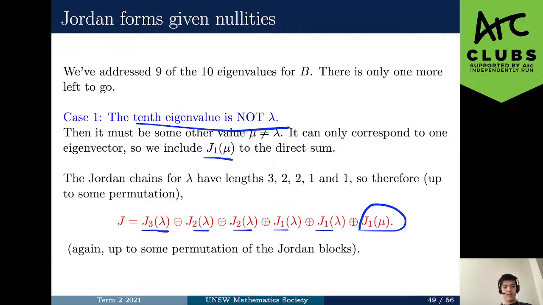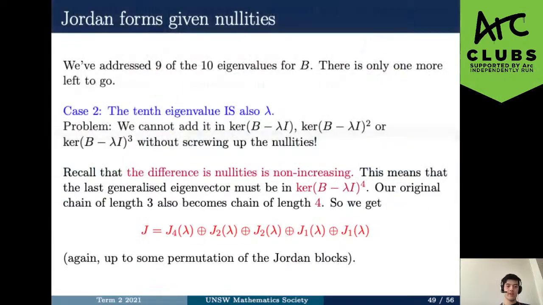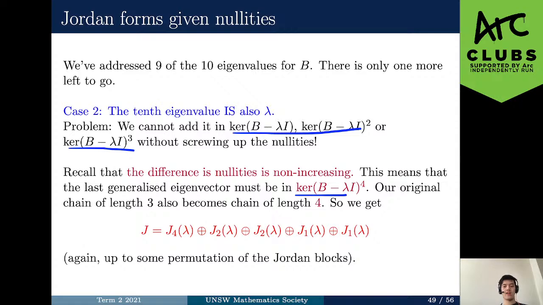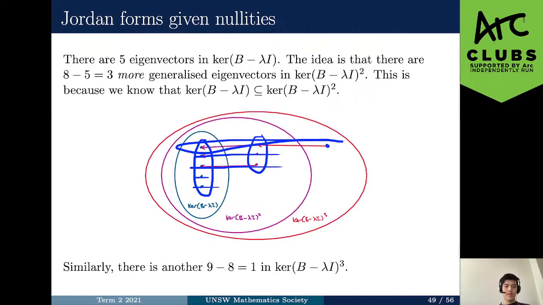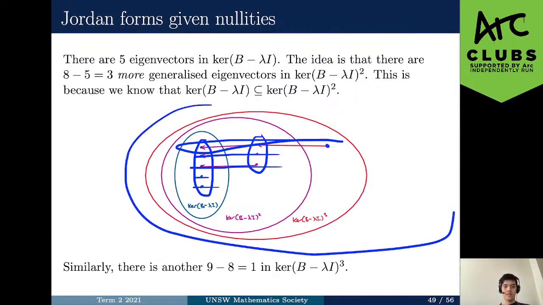Okay, and then that's the first case, if the 10th eigenvalue is not lambda. The second case is actually trickier. What happens if the 10th eigenvalue is also lambda? Well, if it is a generalized eigenvector, it can't live inside any of these kernels because we already know what the nullities are. So if it was to exist, it would have to be in the kernel of B minus lambda I to the 4. And so if we have something else in the kernel of B minus lambda I to the 4, we can draw it like this. That's just saying I have one more here that goes into it.